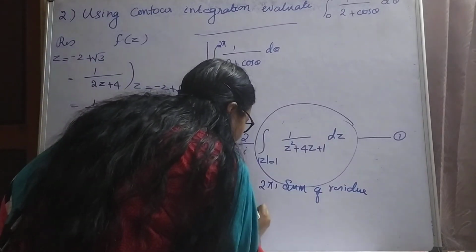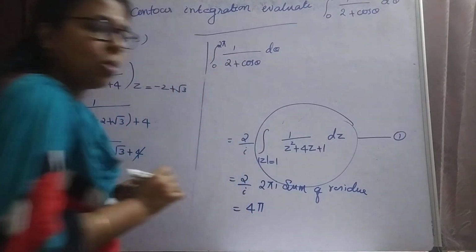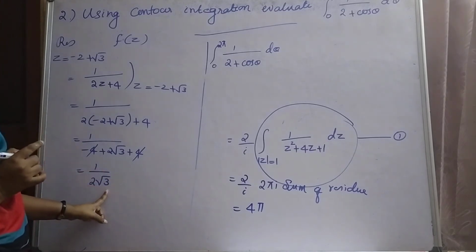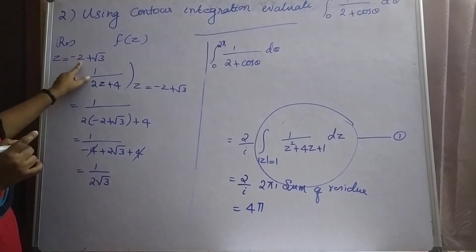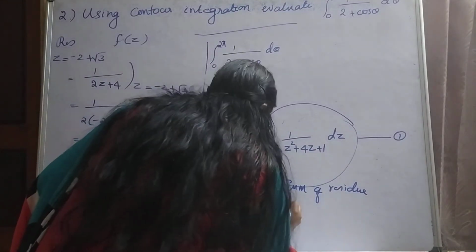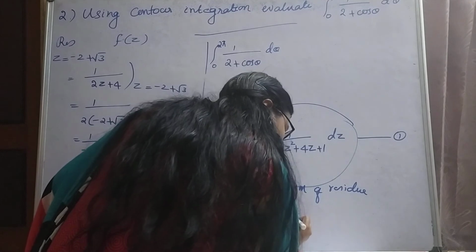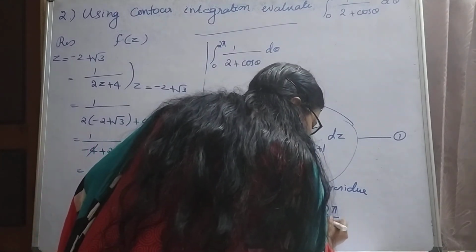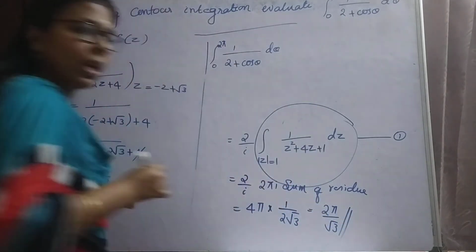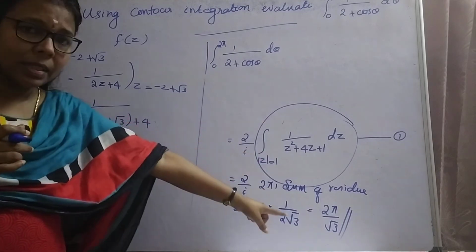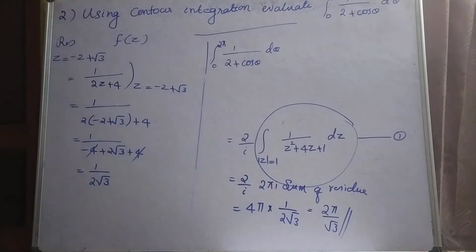That is 4 pi. Only one singular point lies inside the contour C. Therefore, we have to find only one residue, which is 1 by 2 root 3, into 1 by 2 root 3. Our answer is 2 pi by root 3. Okay, we get the answer like this, 2 pi by root 3.